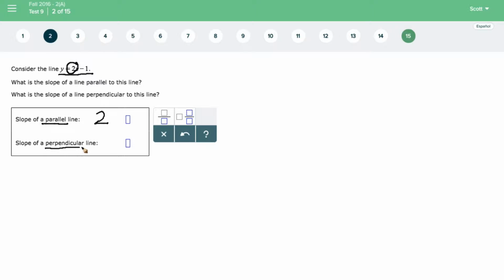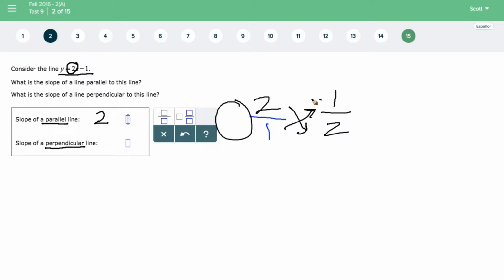Perpendicular, we have the 2. Now we don't have a fraction here, so we're just going to put a line and put a 1. And that tells us that now we can flip it upside down. The 1 on top, the 2 on bottom. This is a positive, so that's going to be a negative. So I'm going to put negative 1 over 2. Again, if it's positive, make it negative. If it's negative, make it positive.